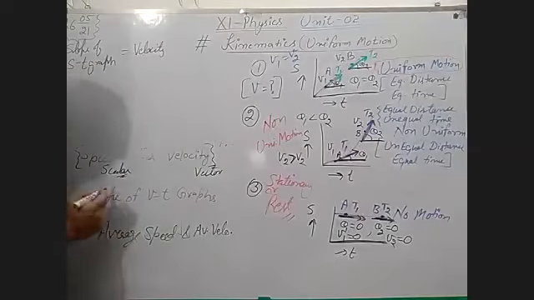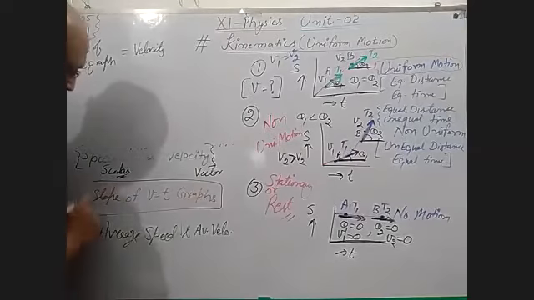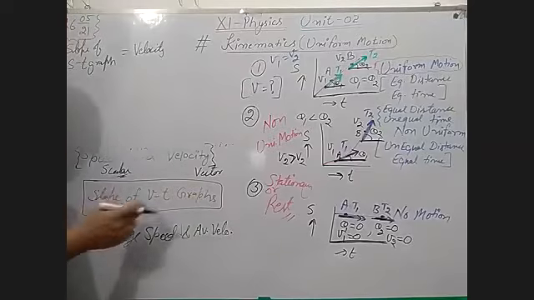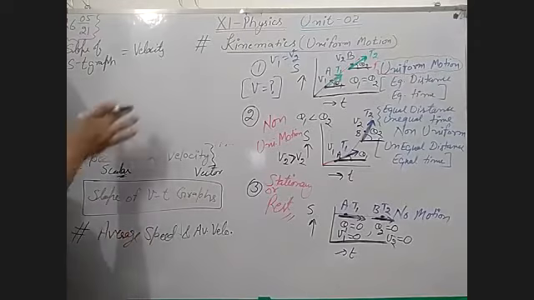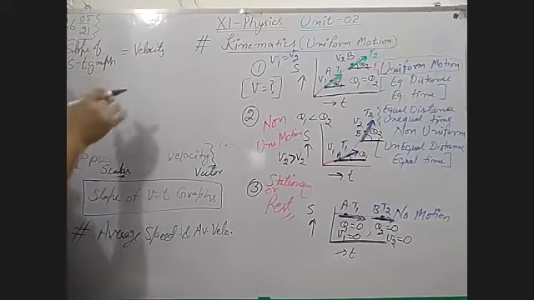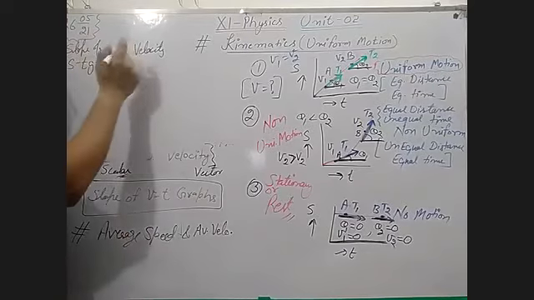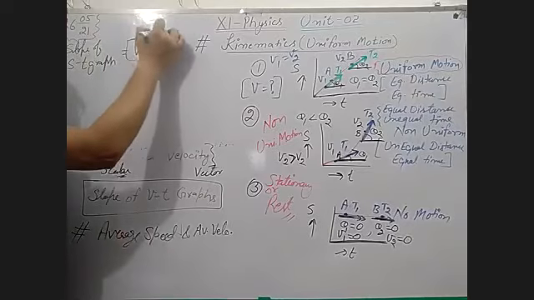Because another question comes after this topic. What is the slope of the VT graph? Velocity time graph slope is what? Now, how can you mathematically see this? The slope of the ST graph is velocity. This is our question.